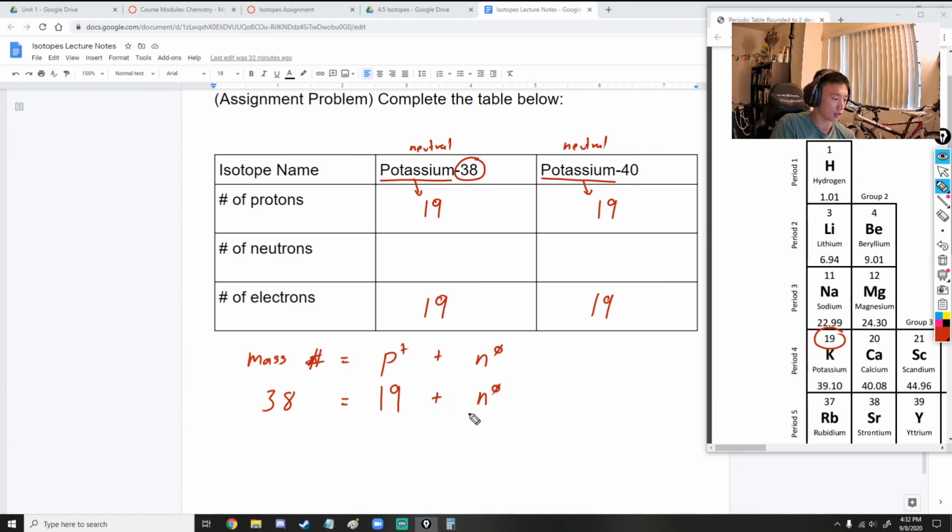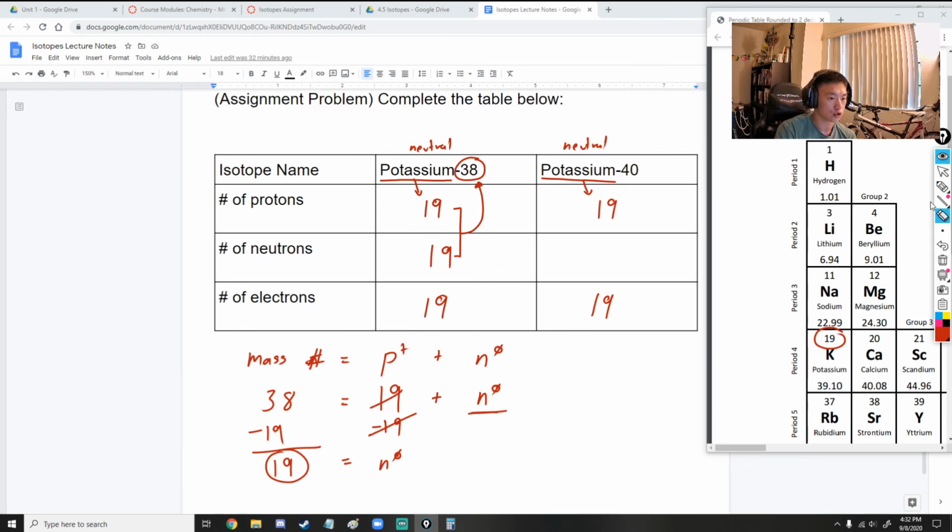So how can we get this one by itself? We just need to subtract 19 on both sides. They're going to cancel out, and you could punch it into your calculator, but you should also get 19. So that means there are 19 neutrons in potassium-38. If you ever want to check your work, just remember the number of protons and the number of neutrons needs to equal the mass number. So 19 plus 19 is 38. That's how you know you did it correctly.